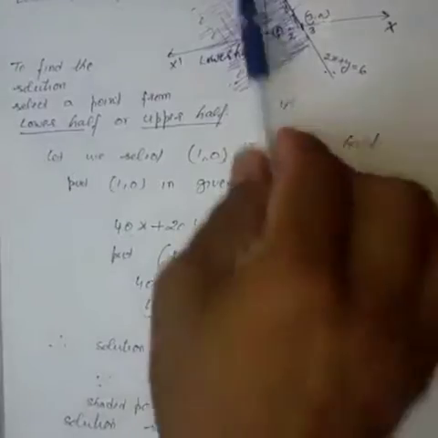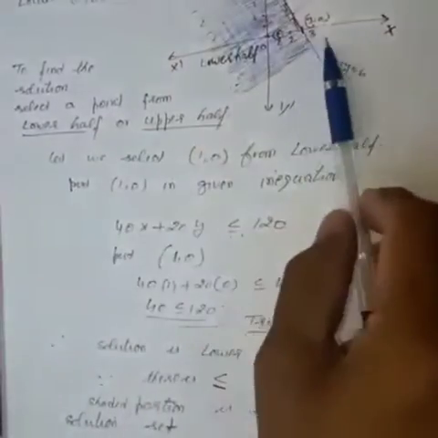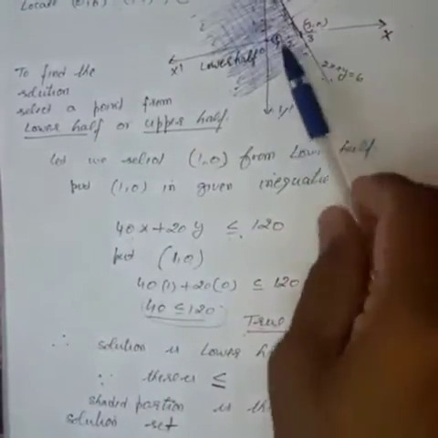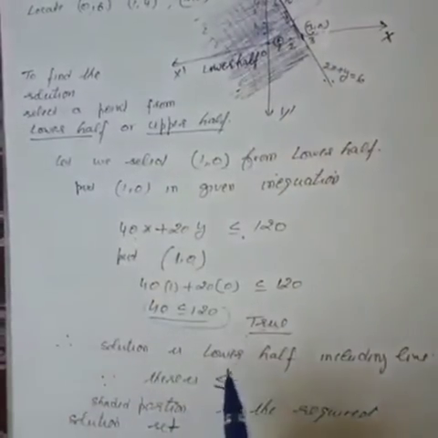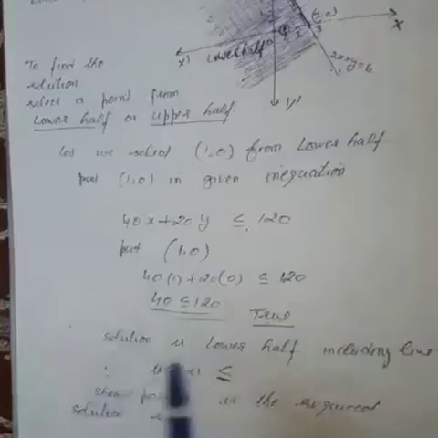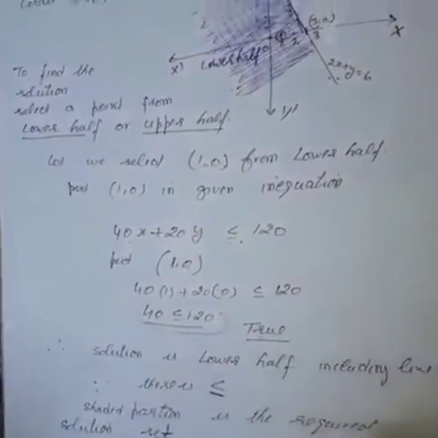And there is no need to shade all the regions, because the values may be in this portion also and in this portion also. So you select some region, show it on the graph, and you have to shade it. I hope it is clear.